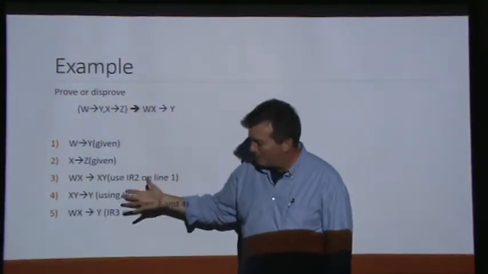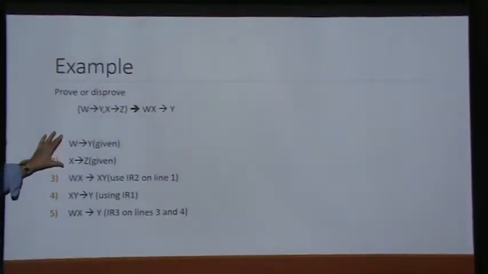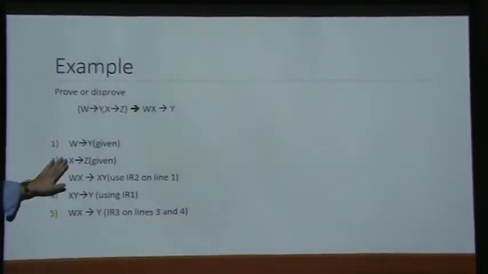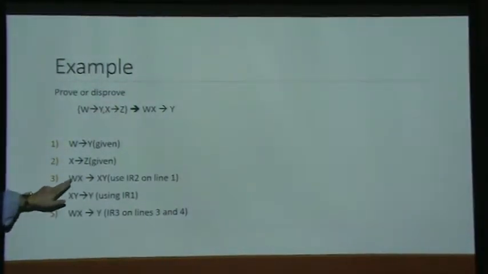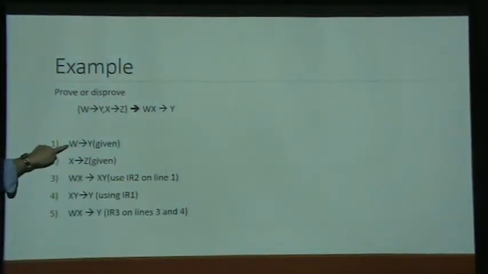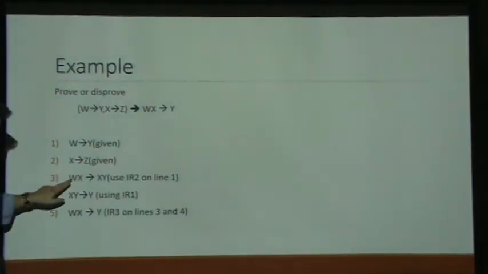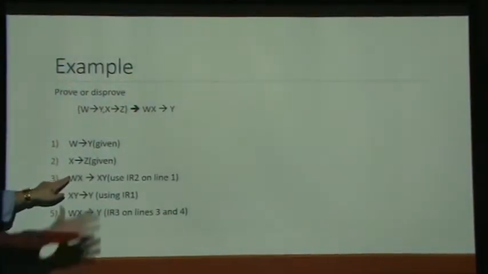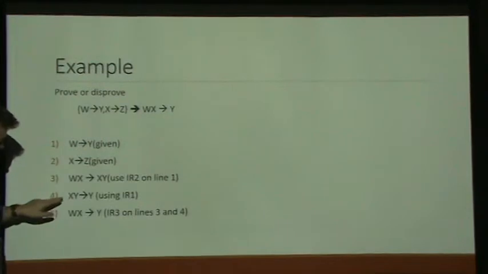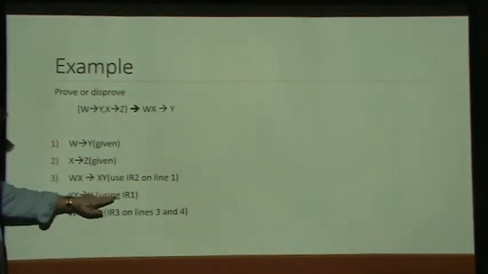That you already know. But we can say, okay, so our first two rules are given to us. W gives us Y, that's given, and X gives us Z. Now we can say that W and X gives us X and Y by using rule number 2 on line 1. So we're taking this line and we're basically putting an X on both sides. So that's a true statement about our table. And then X, Y gives us Y by using rule number 1.